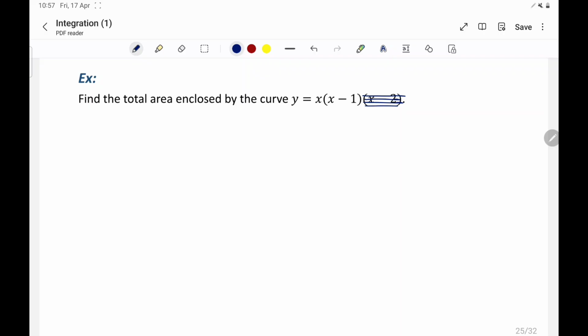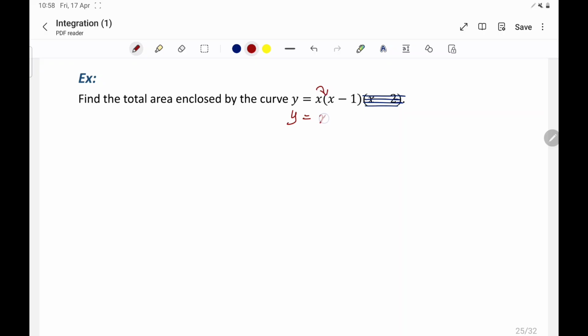Now when we want to find the area under the curve, by right we have to draw first, so that you know which is the region, the part where we want to find the area. Have to draw so that you know. Okay, so we have to draw y equals x multiplied by x minus 1, right?